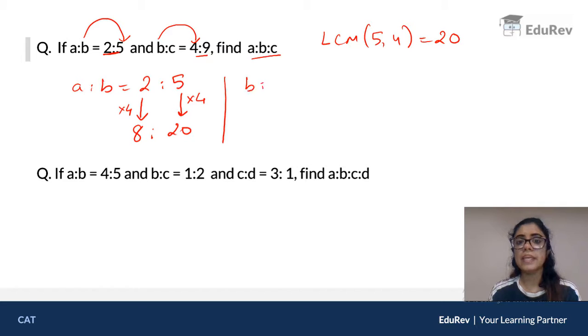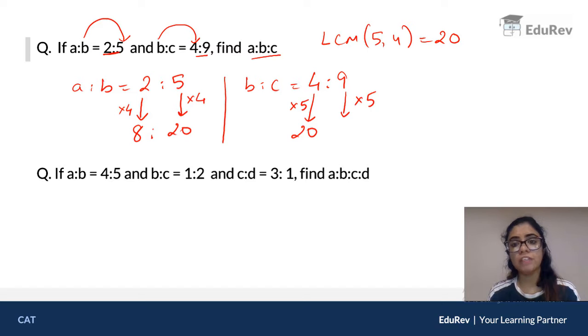Similarly, B is to C is given as 4 is to 9. Correct? It is given as 4 is to 9. Now 4 has to be made 20. So you're going to multiply it with 5. So 9 also has to be multiplied by 5. So that will become 9 into 5 which is 45. So your ratio becomes 20 is to 45.